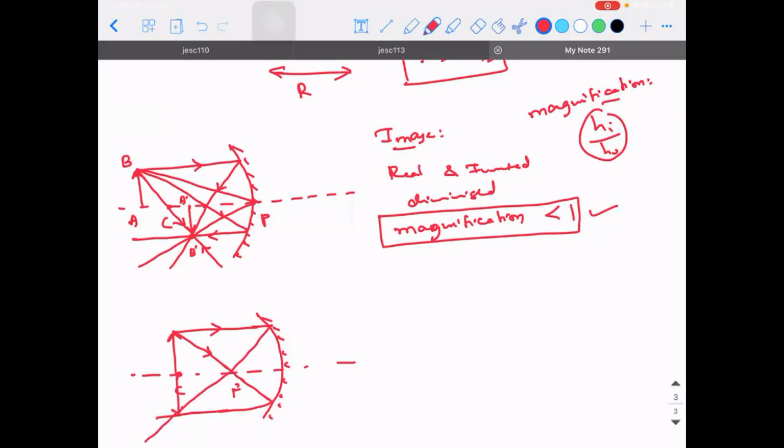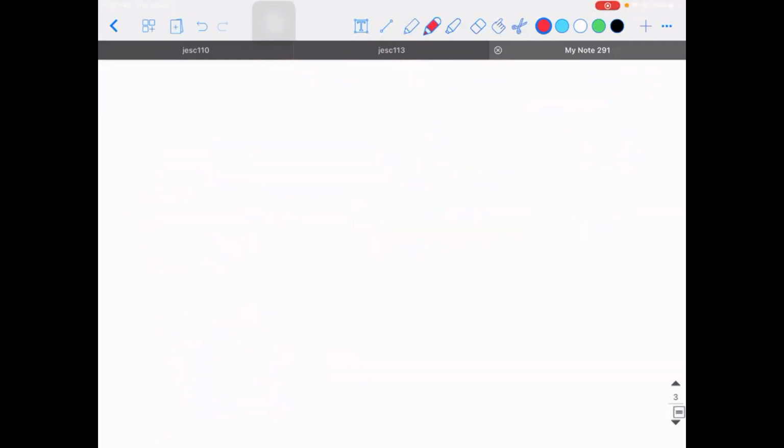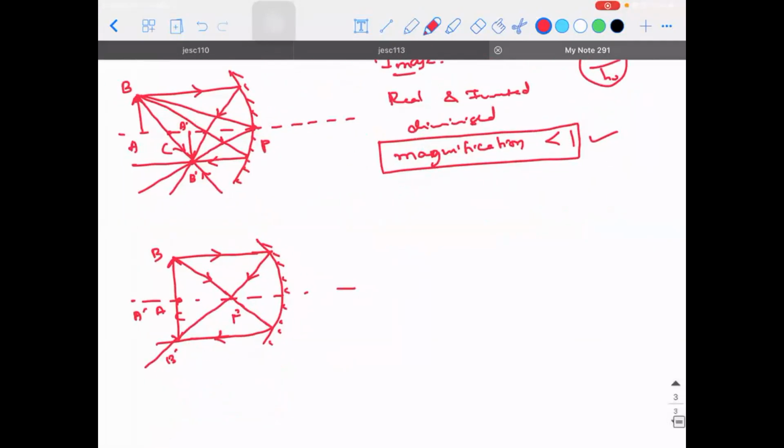I've made some slight adjustments. So this is what happens. The image is formed at C. So AB, A dash, B dash. Image nature: real and inverted and same size. Same size, magnification equal to 1.